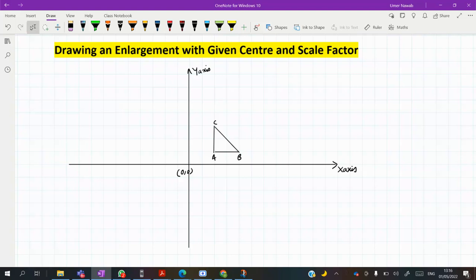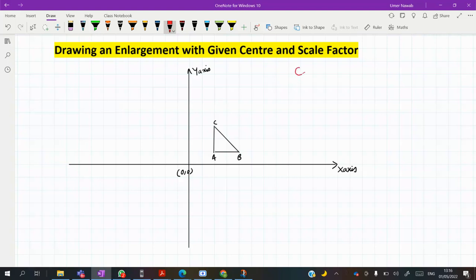This is a special case when the examiner will ask you to draw the enlarged shape. To draw the enlarged shape, he will provide you two pieces of information: the scale factor and the center of enlargement. Let's take the first example.